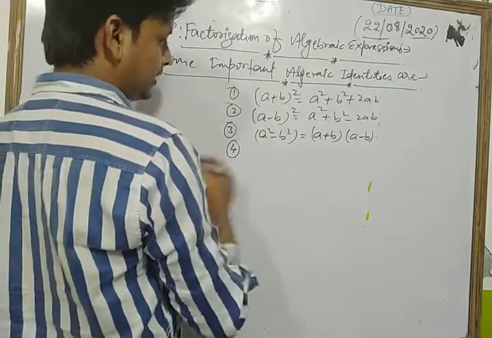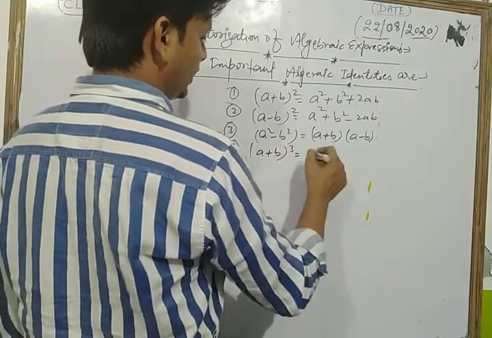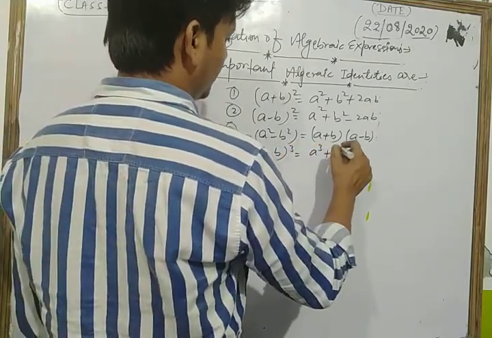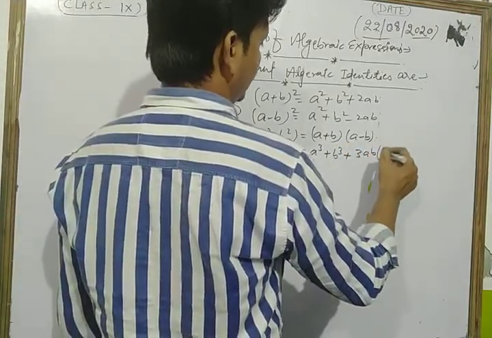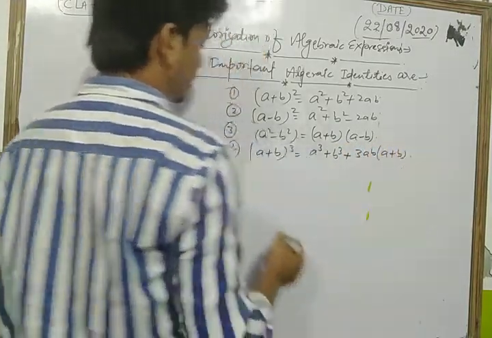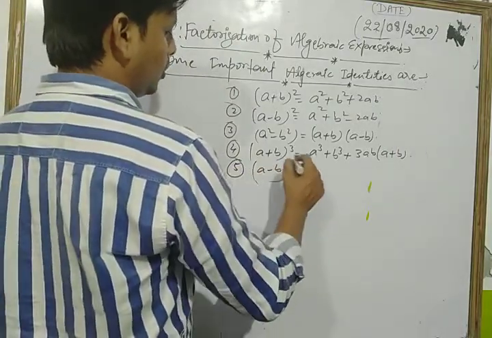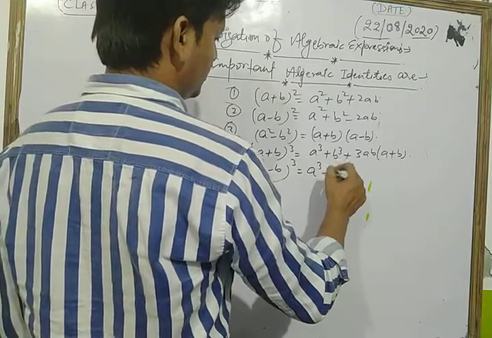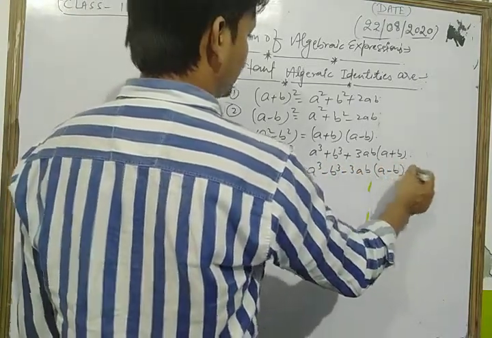Fourth algebraic identity: (a plus b) whole cube is what? a cube plus b cube plus 3ab in bracket (a plus b). Now we discuss the fifth one: (a minus b) whole cube is what? a cube minus b cube minus 3ab in bracket (a minus b).